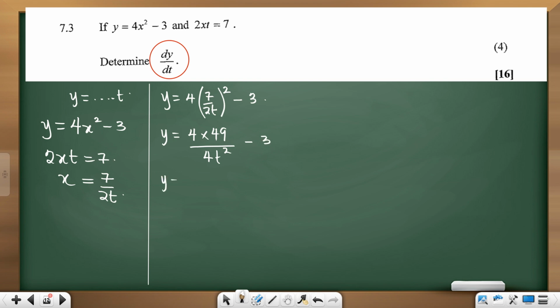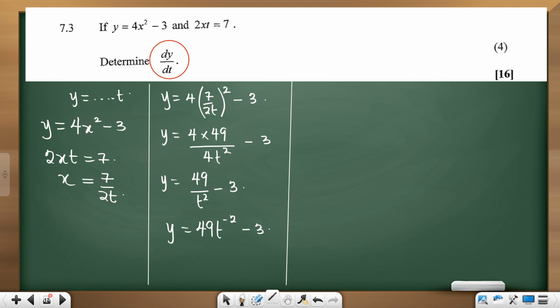Is that fine? So what do I have? 49 over t squared. I do not want to derive with a t as a denominator. So what do I have? 49t to the power negative 2 minus 3. Now, do you see that I can now do dy dt? Differentiate y with respect to t would be what? Negative 98t to the power negative 3. Done.